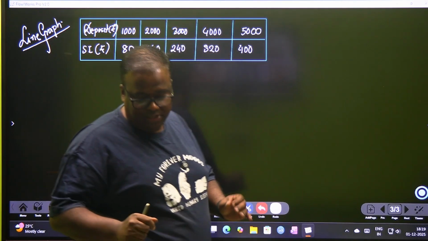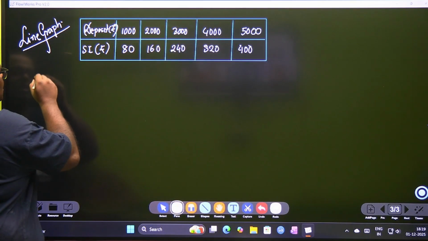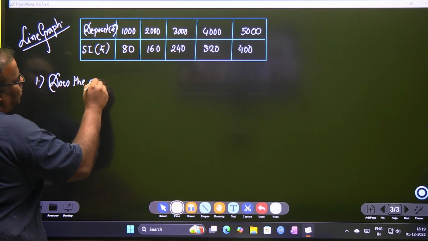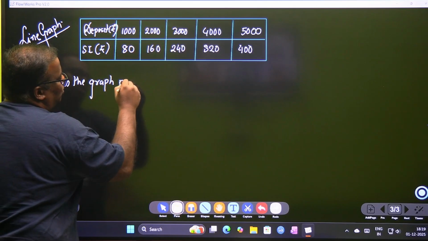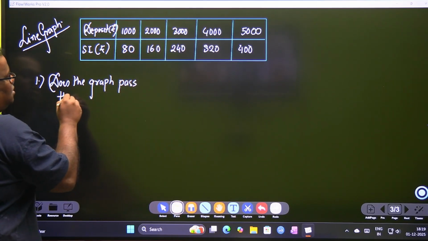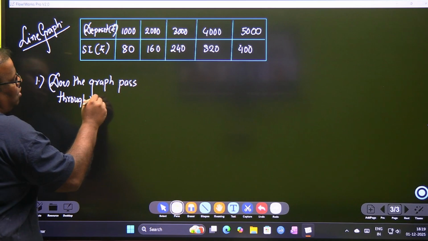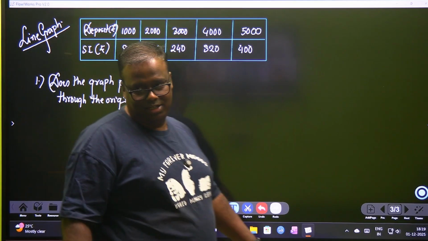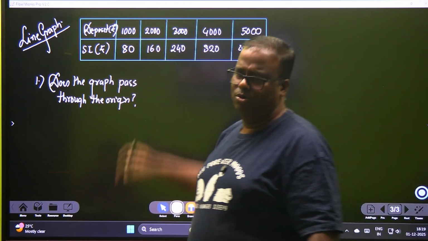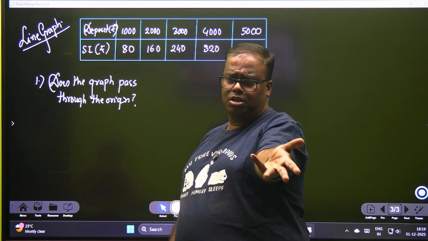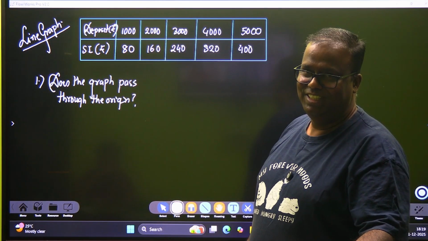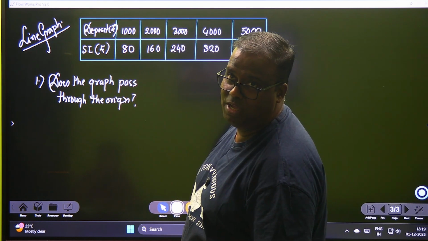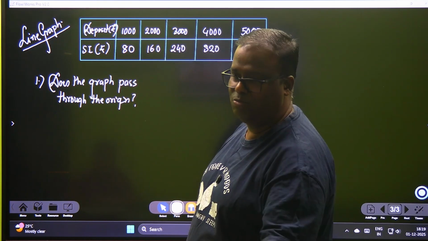Now the questions are very interesting. The first question they're asking is, you have to plot a graph, does the graph pass through the origin? To answer this, they want you to draw the graph, but you can use your head. Origin means I should get the point 0, 0. If you don't put any money, then you will not get any interest. Yes, it should pass through the origin. Is the bank your friend, that they will give you money just because you have not put any money? You should not get any.